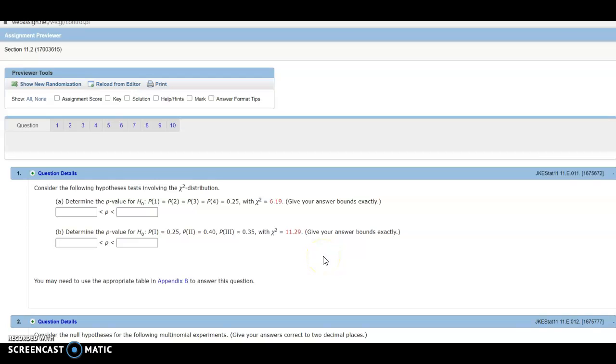In lesson 11.1, we are wanting to get a handle on how we use the table of critical values for the chi-square distribution to determine p-values and whatnot. So I wanted to create a video here to demonstrate how this is done.